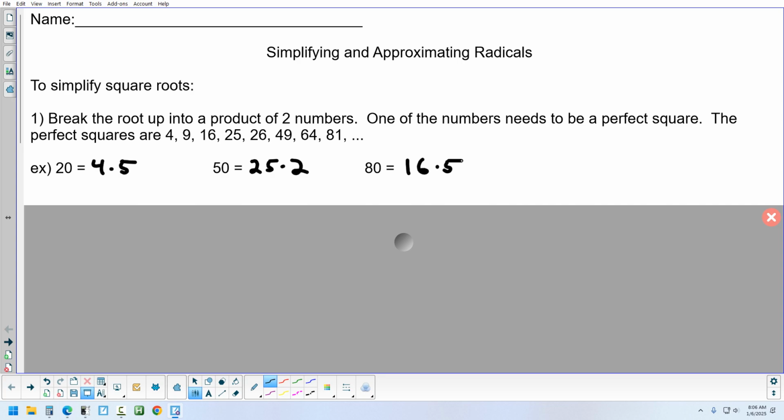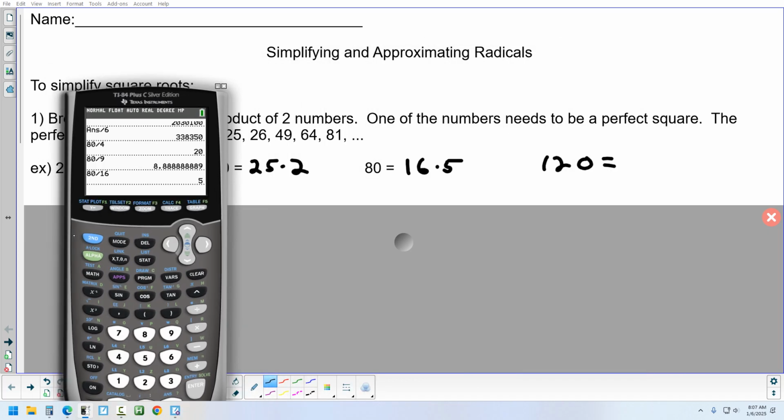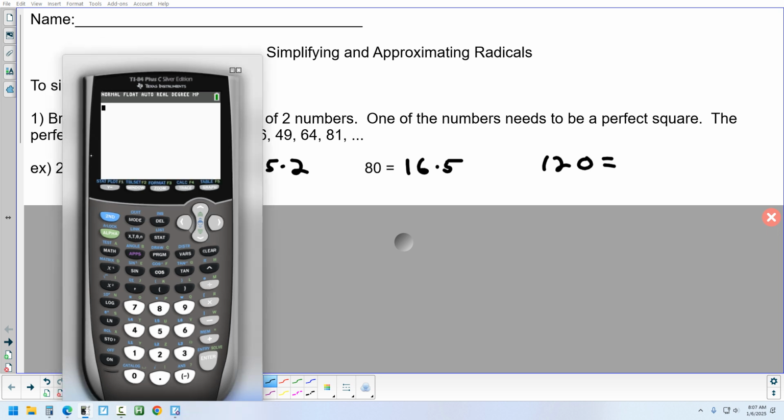Okay. Let's just try one more of those. Let's try one more, 120. All right. How about Derek? How could I use my calculator to start checking which of those numbers in that list are going to be a factor of 120? Divide 120 by the numbers. Yeah, let's try 4. 120 divided by 4. Okay, so we know 4 works. Let's try some of the other numbers and see if those work.